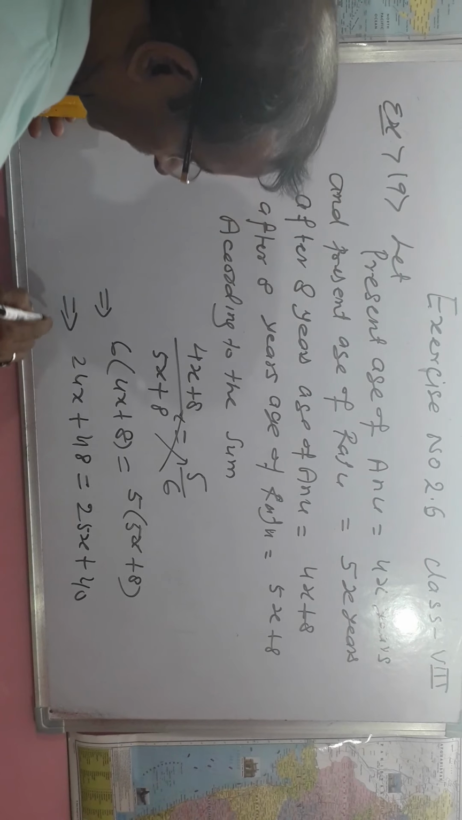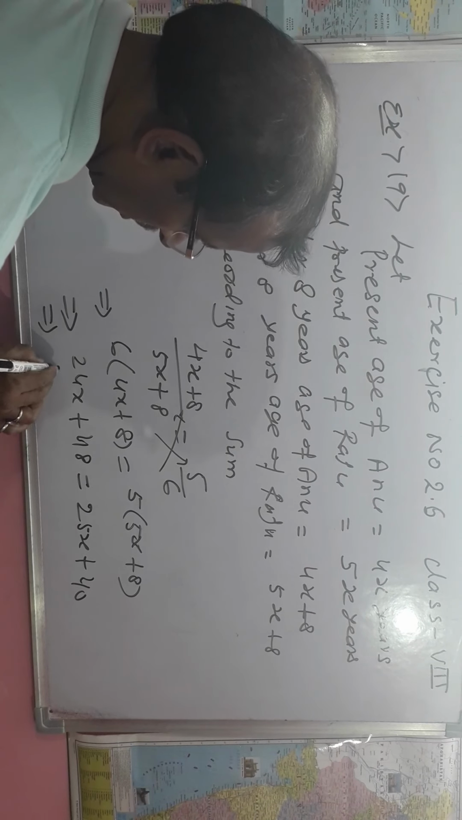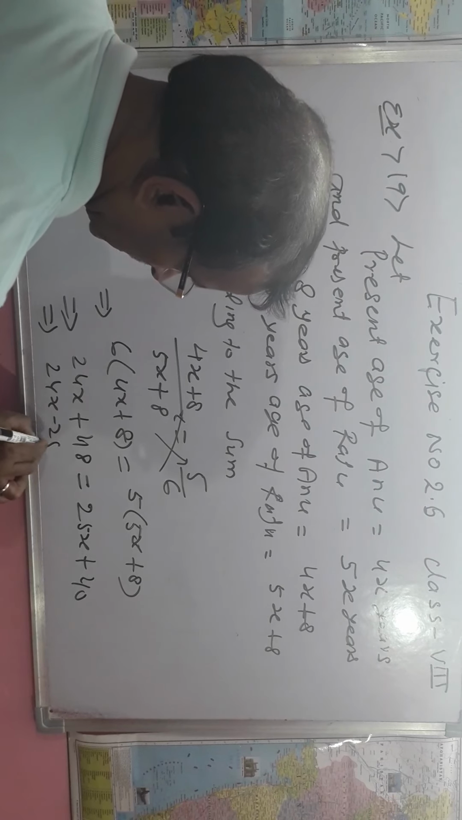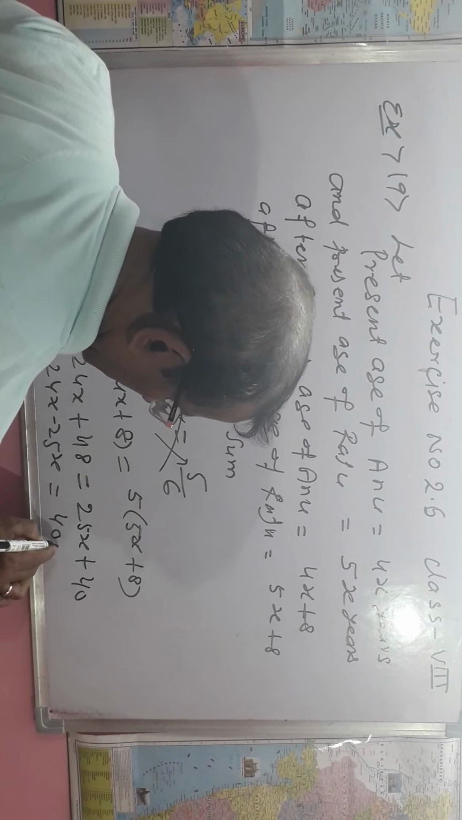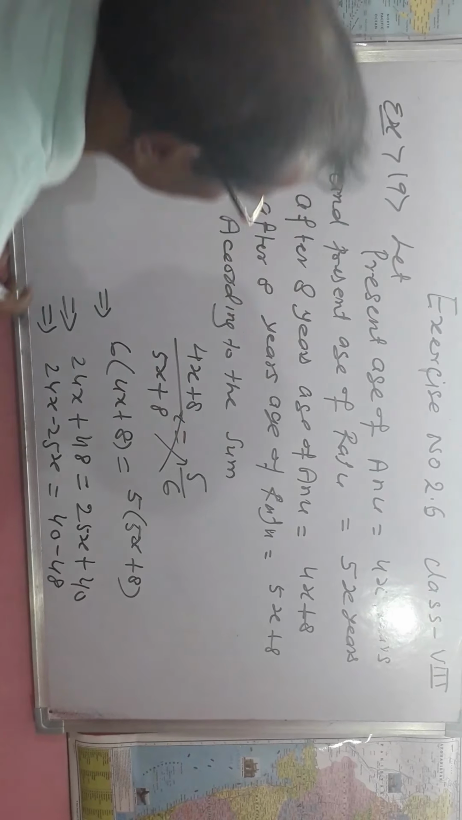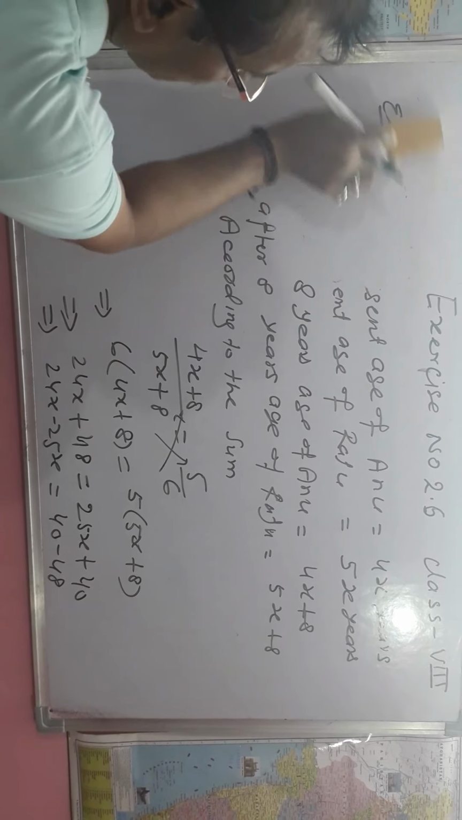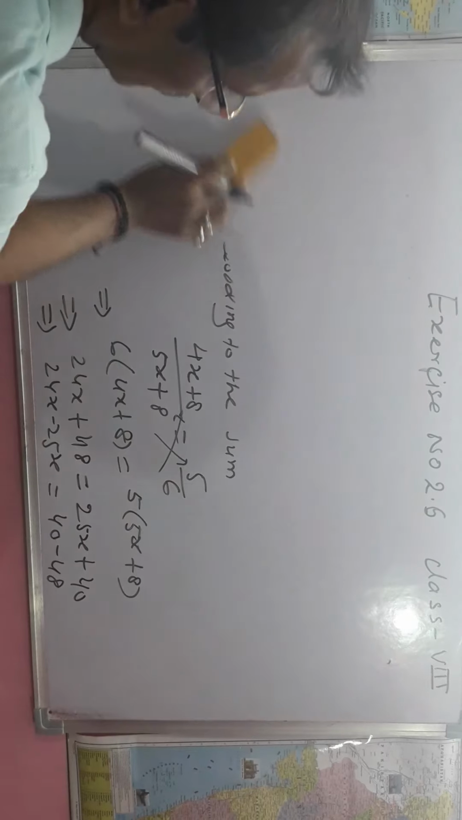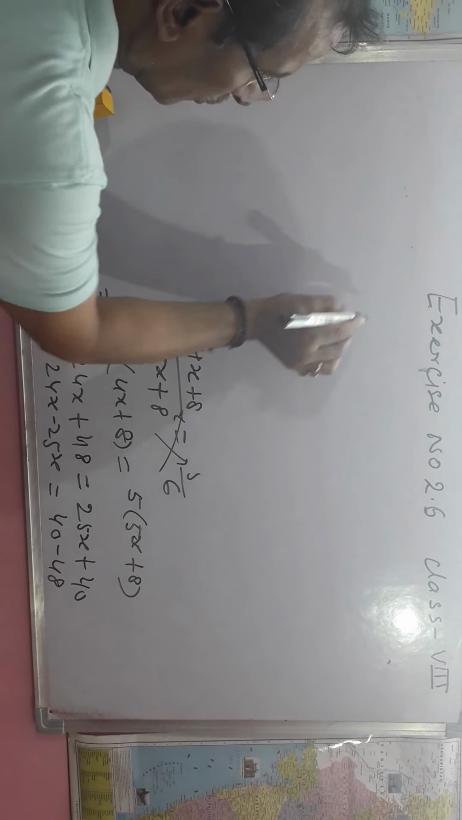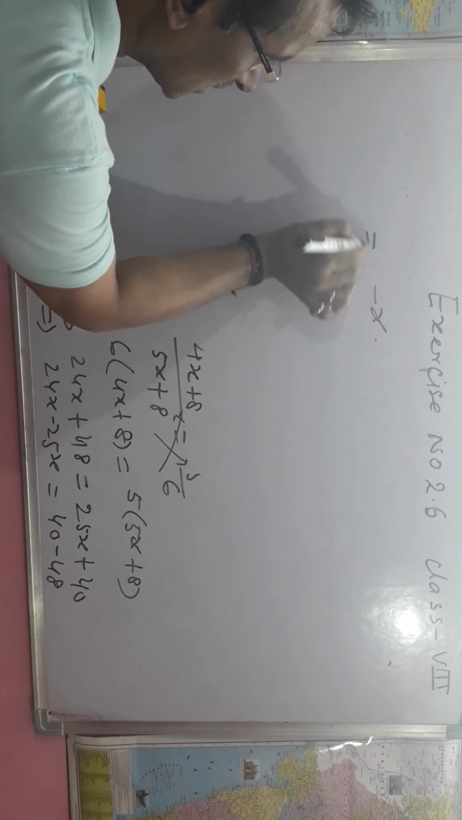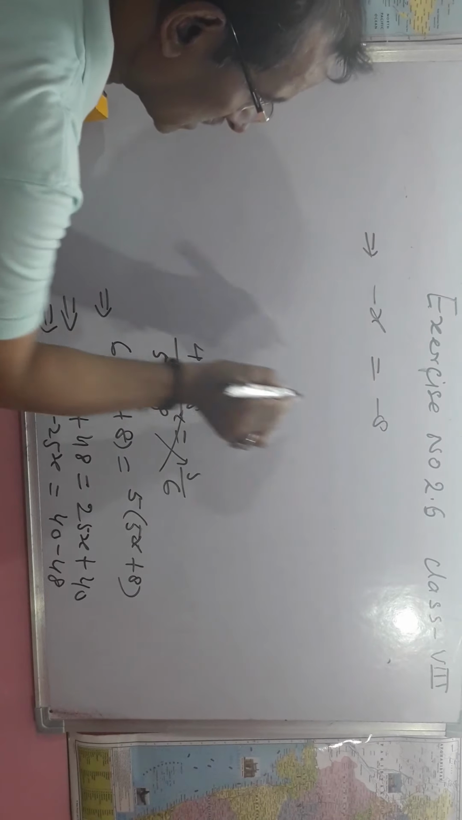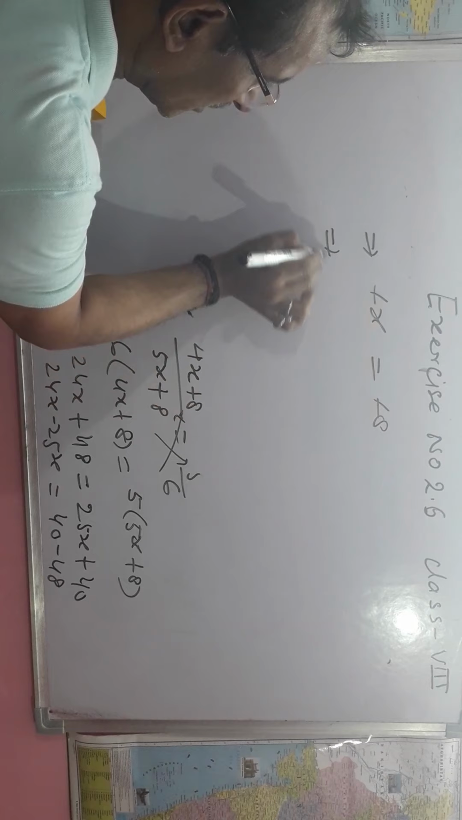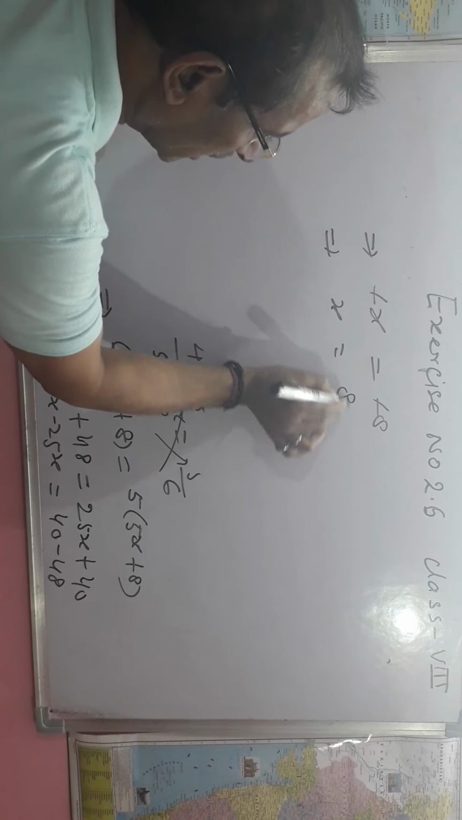Then 24x minus 25x is equal to 40 minus 48. Then we get minus x is equal to minus 8. Hence minus cancel on both sides. We get x is equal to 8 years.